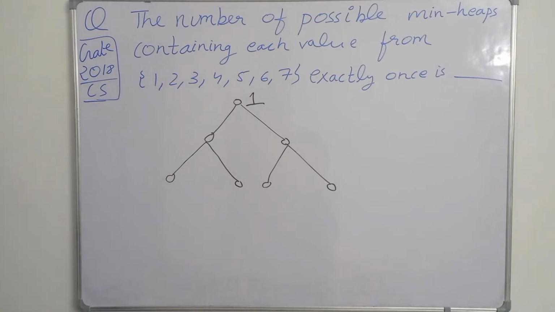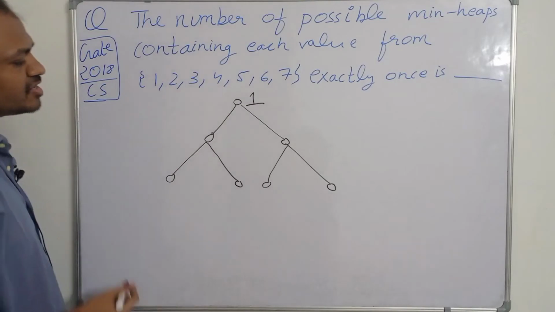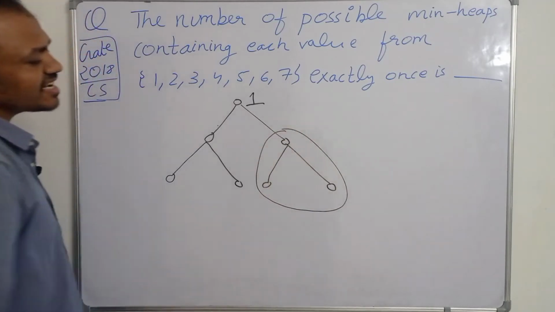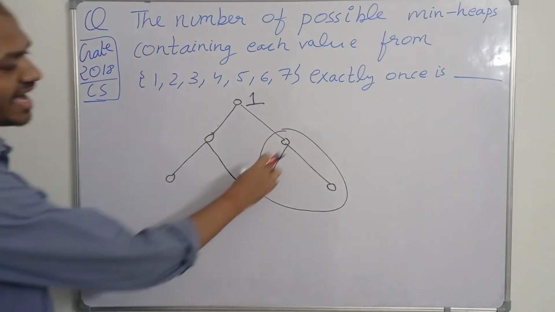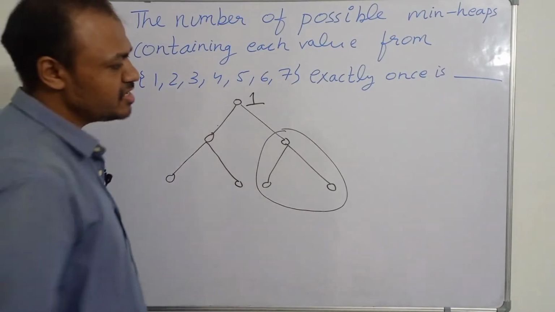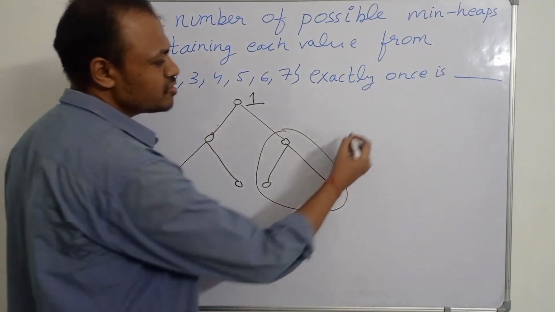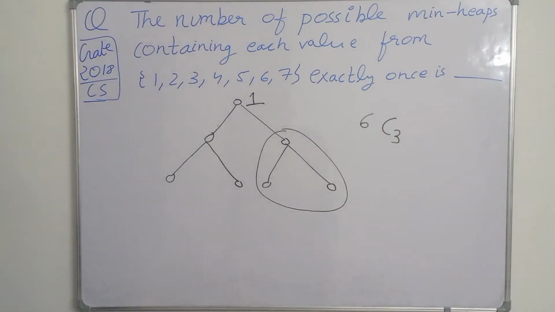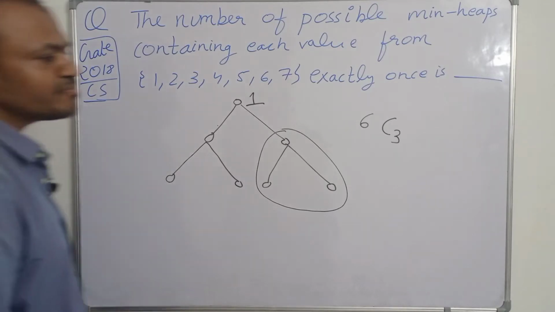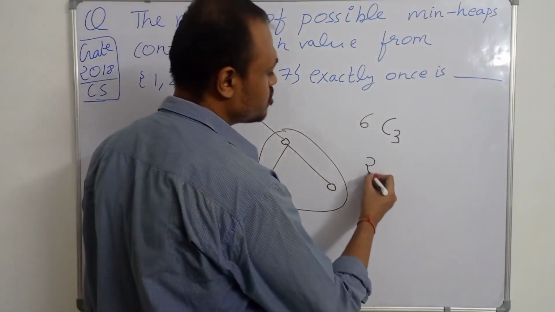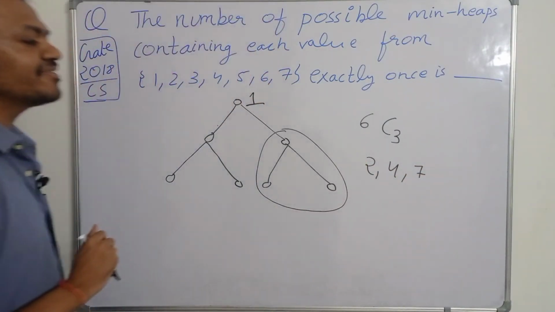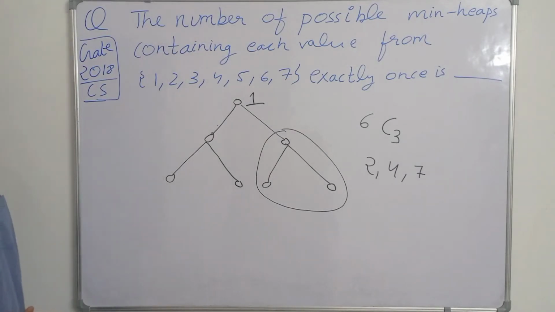Now we have to find the total number of possible min heaps. There are 6 numbers remaining. First of all, let's consider the rightmost subtree. There are 3 nodes and we have 6 numbers. So out of 6 numbers, we can choose 3 numbers in exactly 6C3 ways. Let's suppose we choose the numbers 2, 4 and 7.